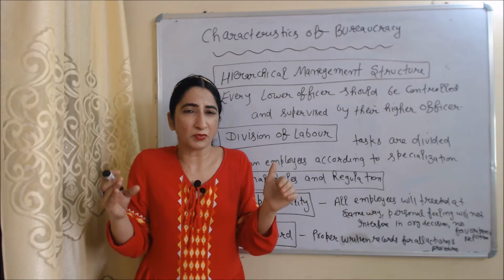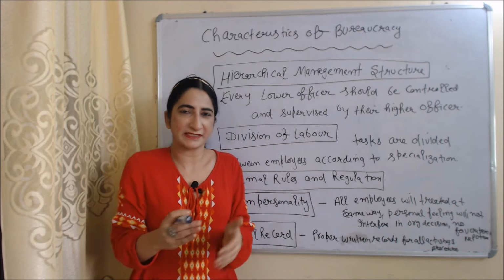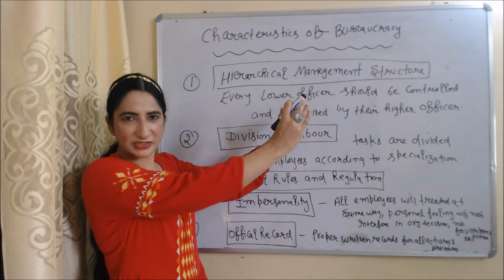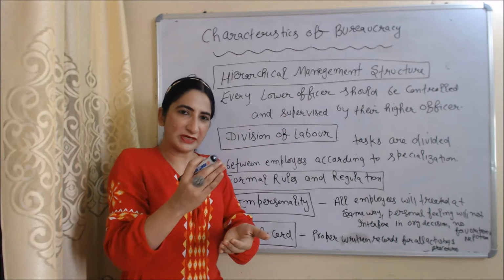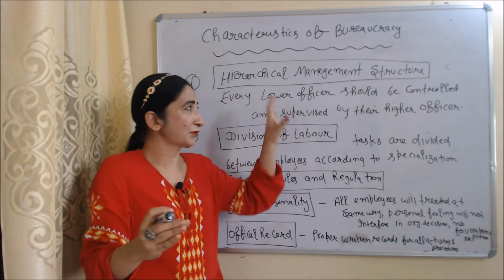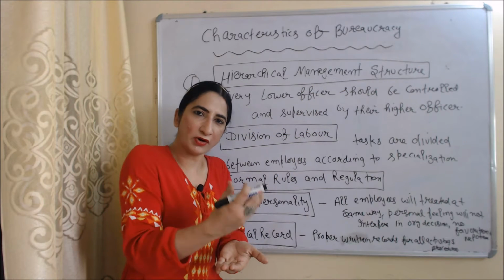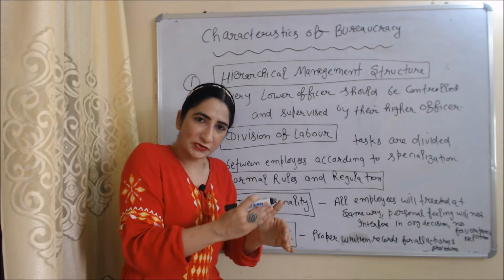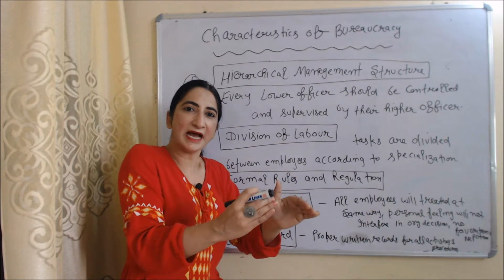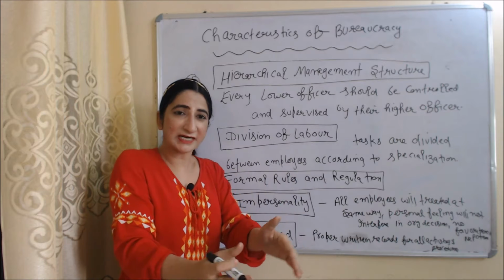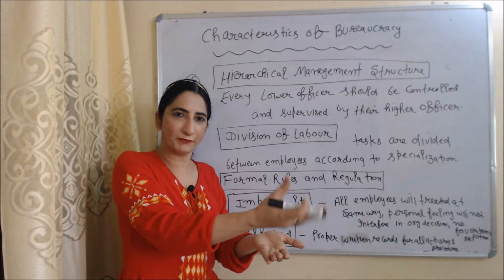Now we are going to talk about characteristics of bureaucracy. First characteristic is hierarchical management structure. In bureaucratic organization, we must have proper hierarchical management structure. That means every lower officer should be controlled and supervised by their higher officer.